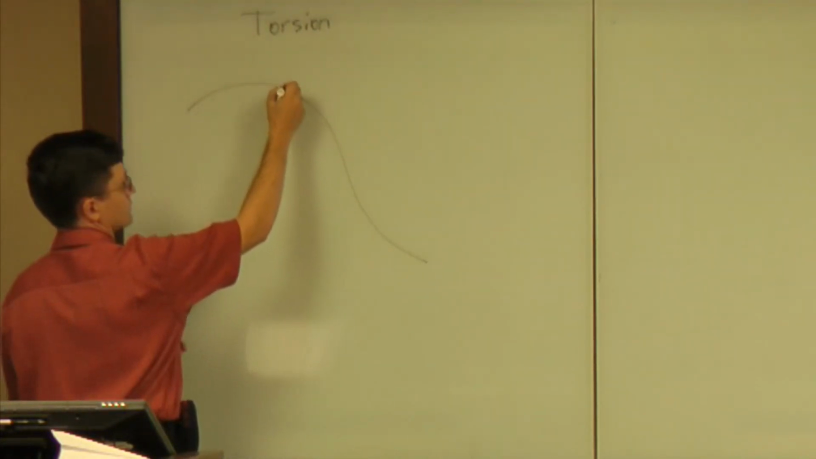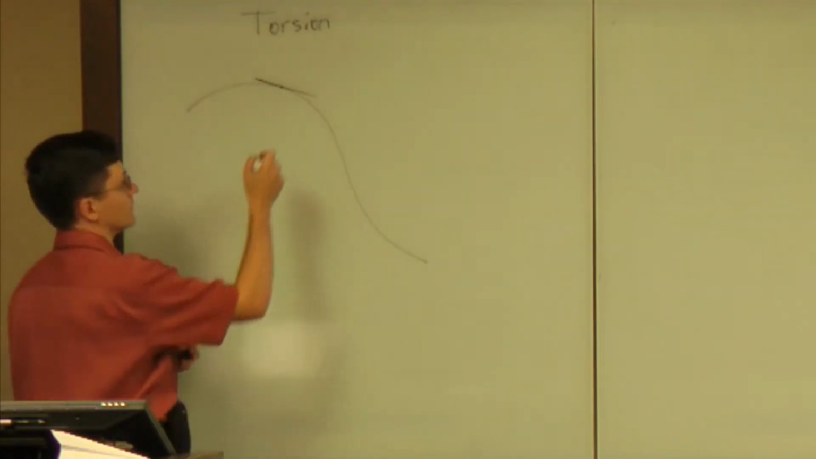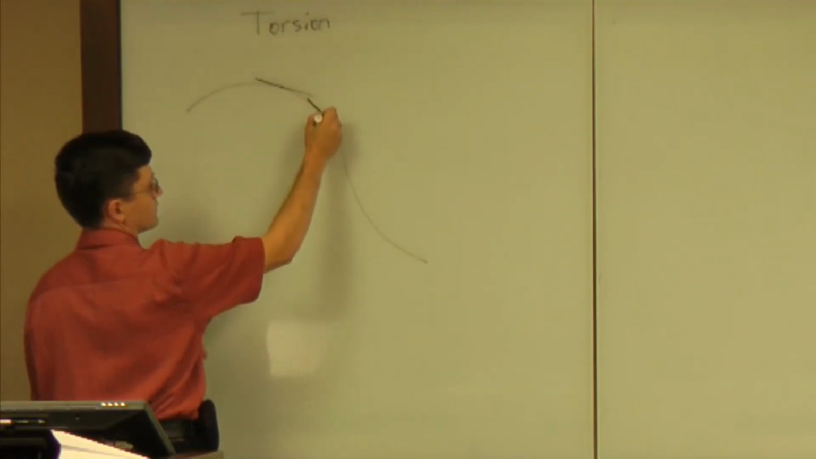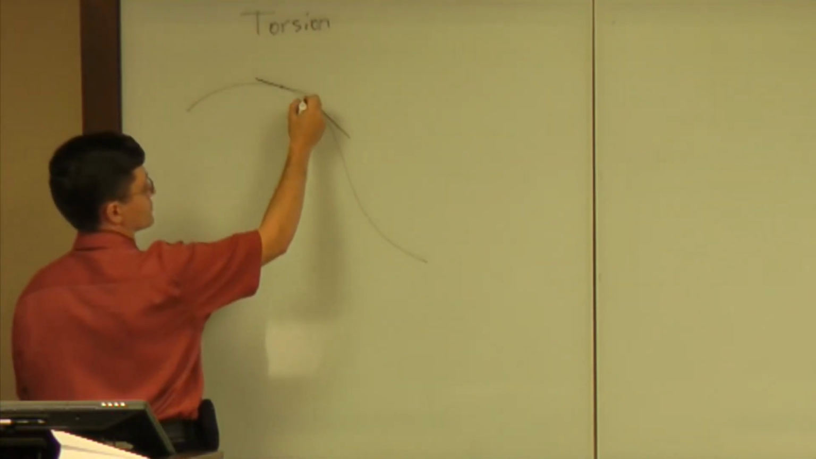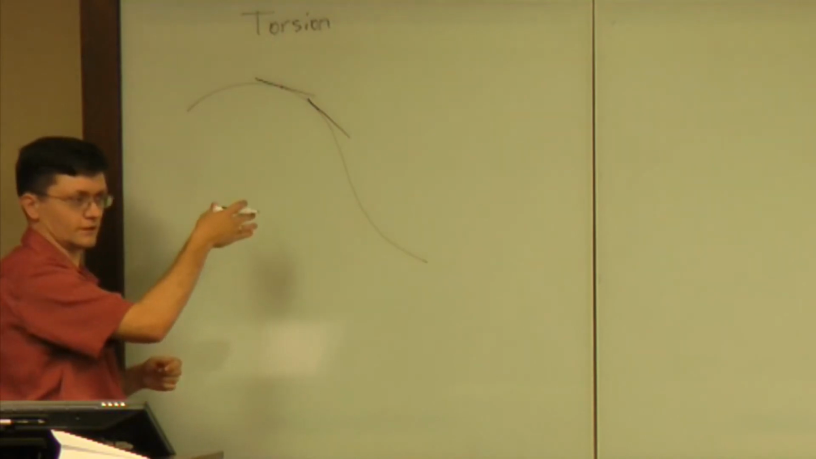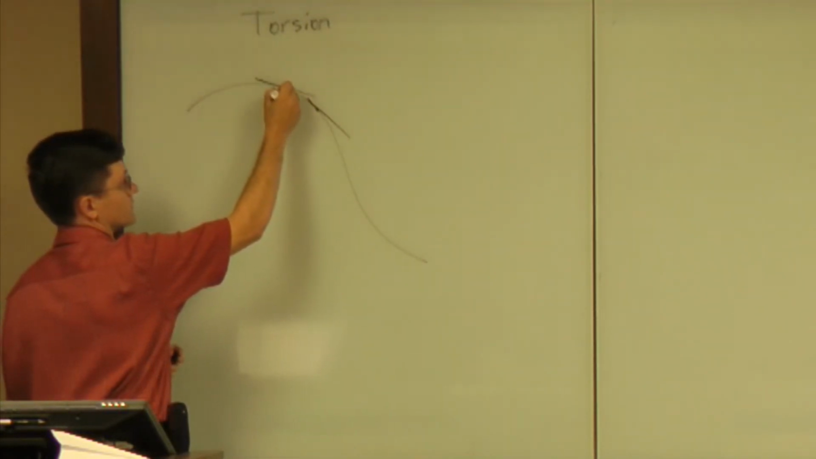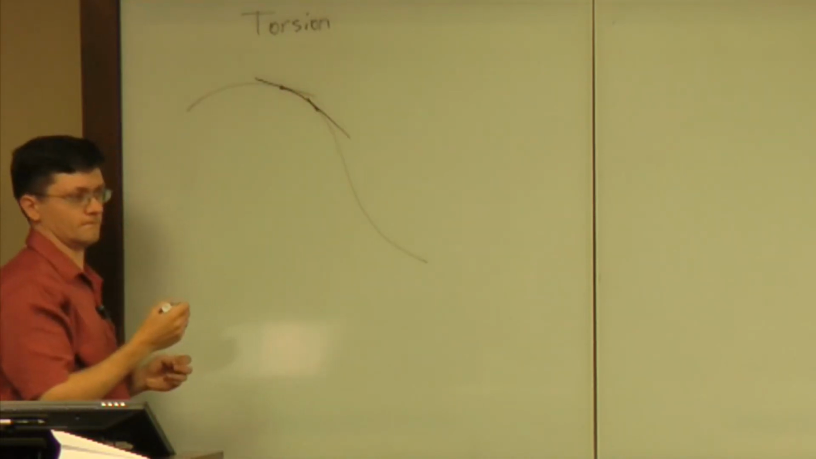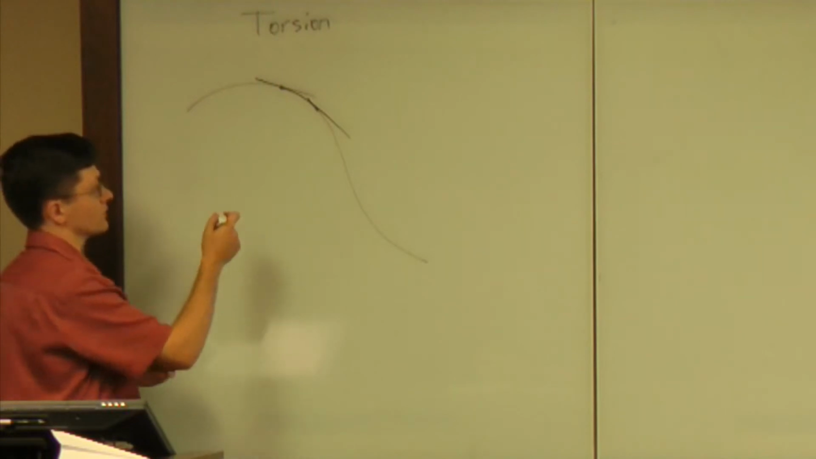We thought about the tangent line changing, and then as it changes direction, we measured the angle between the adjacent tangent lines, and we related that angle to the distance traveled, and that rate of change was the curvature.